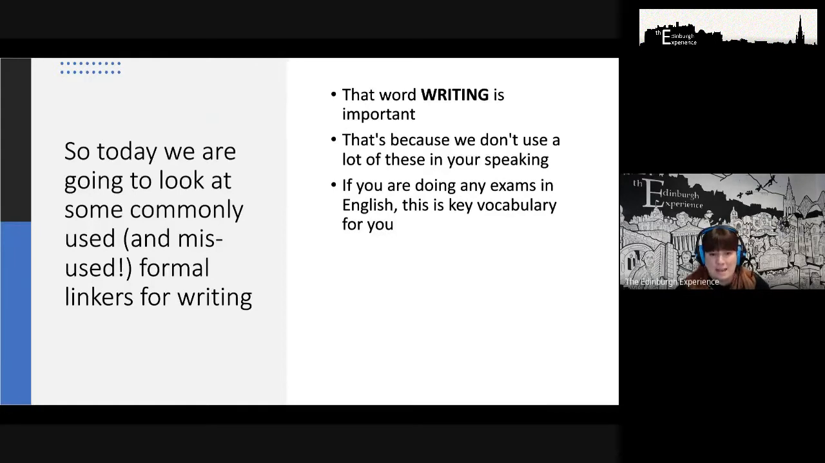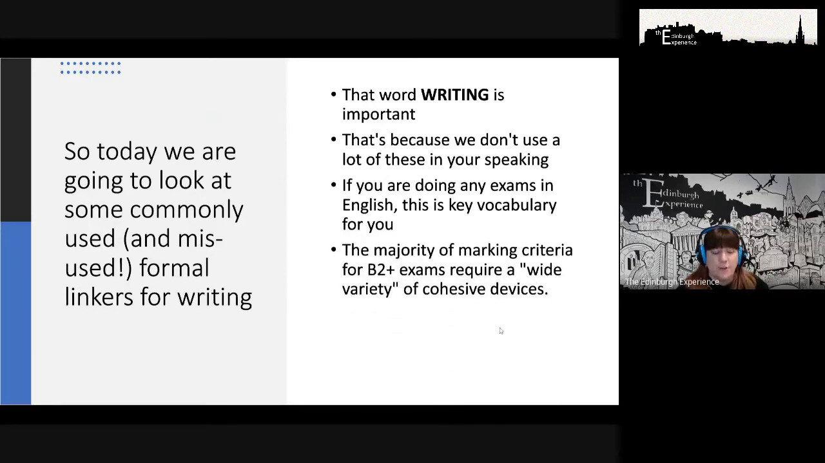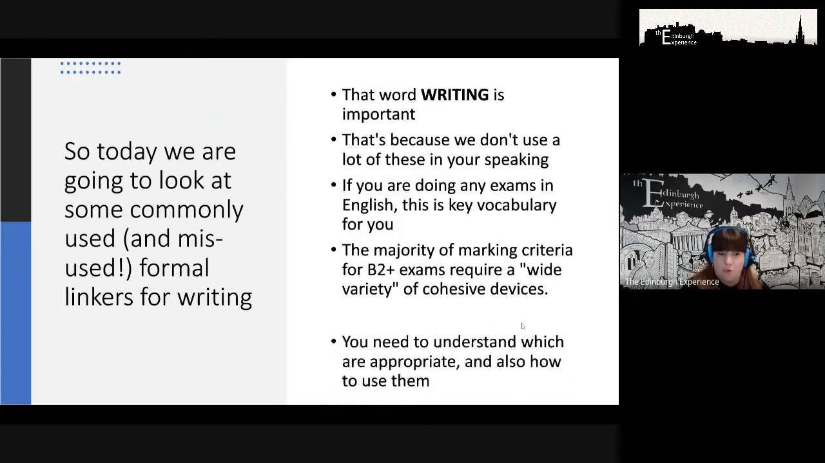If you're doing an exam in English, such as the IELTS exams or the Cambridge exams, this is going to be really key vocabulary for you. So make sure that you spend some time with this language. And if you look at the marking criteria, which I recommend for anyone doing an exam, it's always available online, especially for B2 levels and higher. You'll see that to get those pass marks, it asks the candidate to produce a wide variety of cohesive devices. That's one of the things that it always says. What that means is that you have to have a wide selection of linkers that you're using, and they have to be appropriate for what you're writing too.